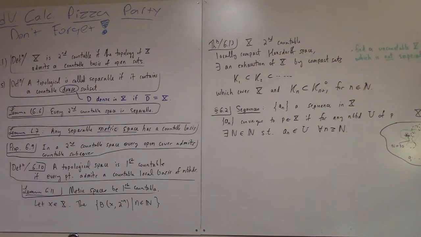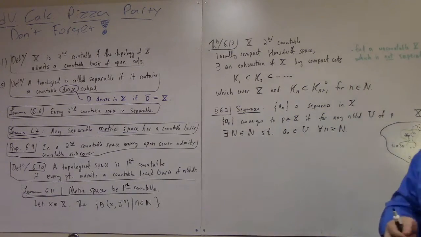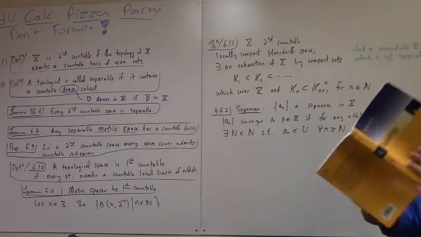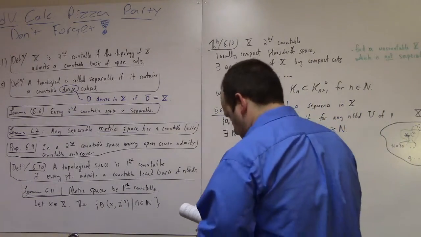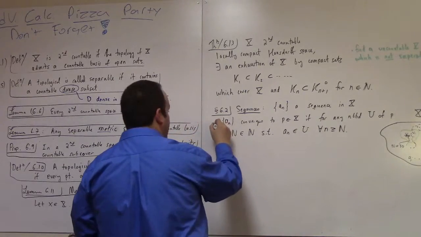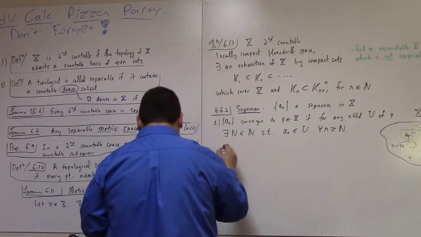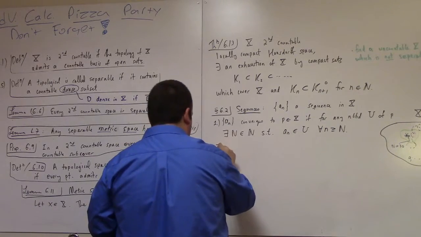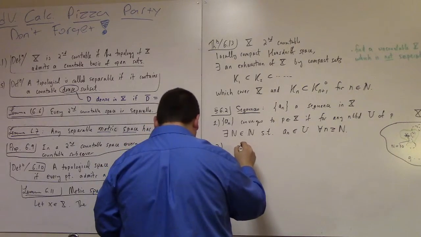This does not imply P is unique. It's messed up, isn't it? So the convergence of a sequence need not be unique. Now, you should ask me for an example of that, and I can't give you one yet.